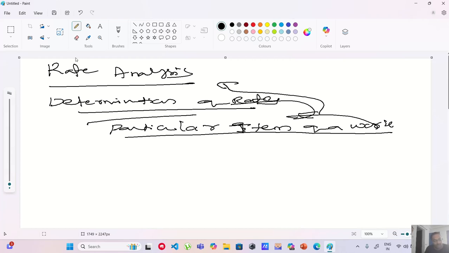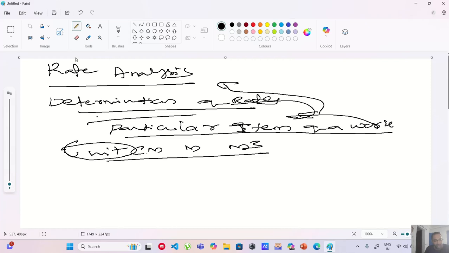For a particular item of work, whether it is in meters or in centimeters, we don't know. Centimeters, meters, or cubic meters, whatever it may be, this comes under units. So finally you can frame it as determination of rates per unit. The unit may be centimeter, meter, cubic meter, or numbers also, for a particular item of work. We call this rate analysis.